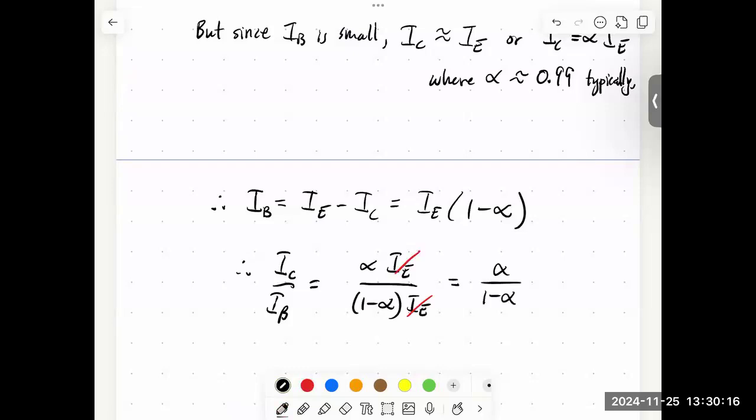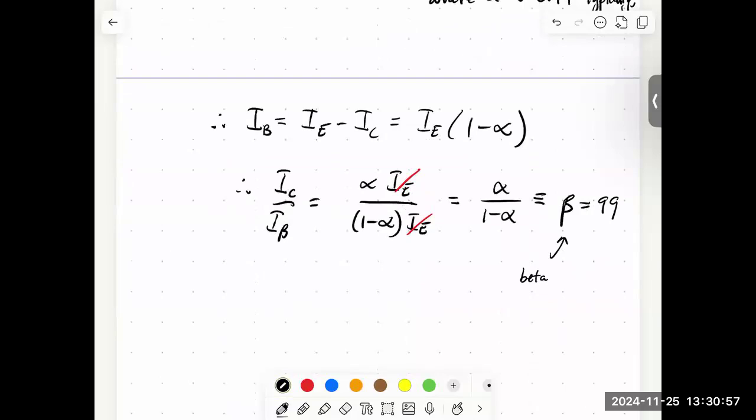And this is usually defined as beta. If you look up a data sheet for a transistor, they will likely quote this value of beta for you. If alpha is 0.99, this is 0.99 divided by 1 minus 0.99, so it's 0.99 divided by 0.01, which is 0.99 times 100, which is 99. So beta is usually around 100, maybe a little less than 100.